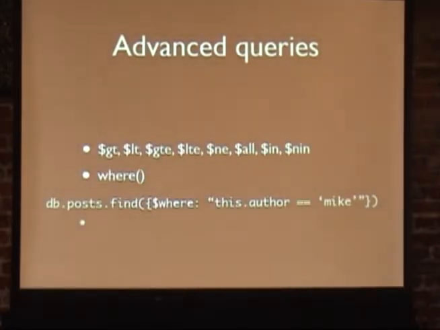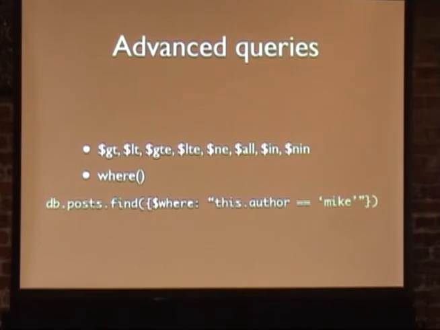There are also more advanced queries. Here's just a small sample of those query operators. There are all sorts of different range queries. You can match all of the items in an array. You can do basic OR operations with $in. So you can say, I want all the posts where the author is in the array Mike or Elliot, and that'll work. But more general purpose ORs are still a work in progress.